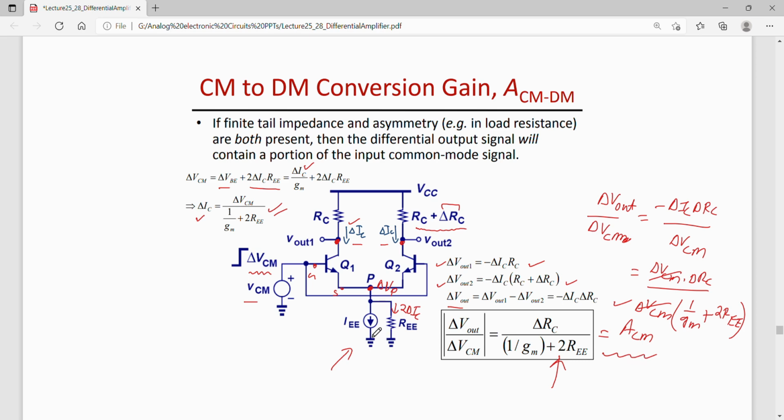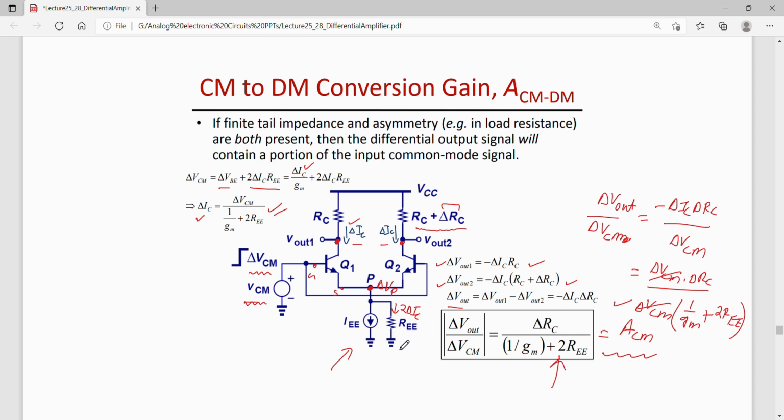If this tail current source was ideal, that is the impedance was infinite here, then this VCM, that is change in input, would not have any effect on the currents flowing through the collectors of these two transistors. So if this source was ideal, then a small change in VCM, that is common mode input, might not have any change in the collector currents flowing through Q1 and Q2, because in that case the collector current was set by this tail current.